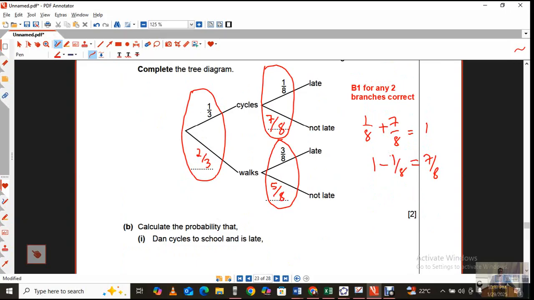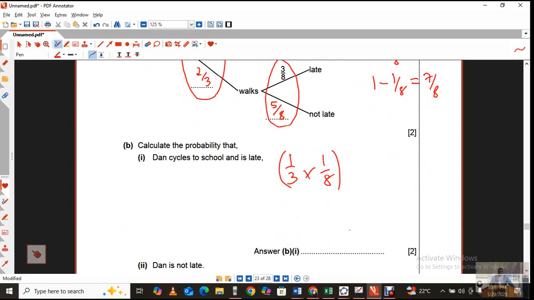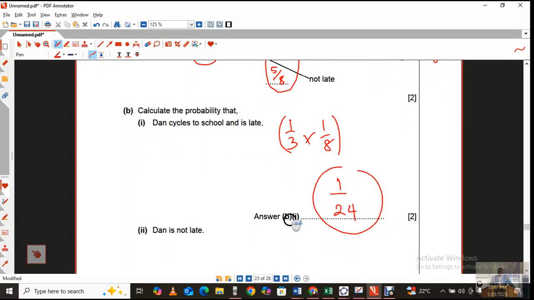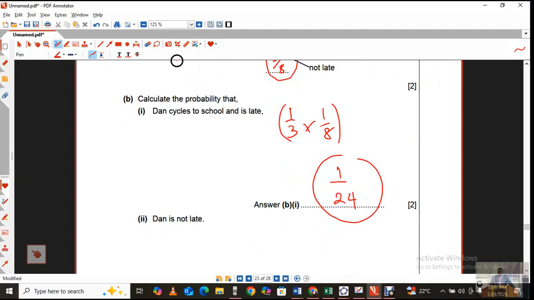Calculate the probability that Dan cycles to school and is late. So cycles to school is 1/3, okay? And late is 1 over 8. So you multiply. When you're going along the branches, you multiply. Whatever that answer is our final answer. 1 times 1 is 1. And 3 times 8 is 24. And that's the answer.